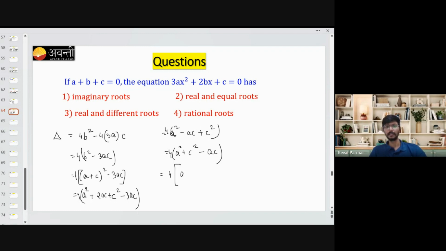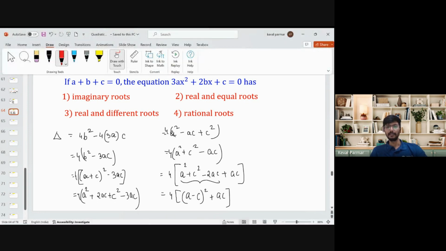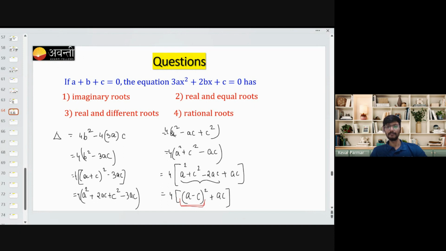How to make a perfect square? A square plus C square minus 2AC plus AC. So this is a perfect square, which I can write as A minus C the whole square plus AC. Correct? So now see here, guys, this quantity is A minus C the whole square, which is always positive, as it's a square. And to that, something is getting added.